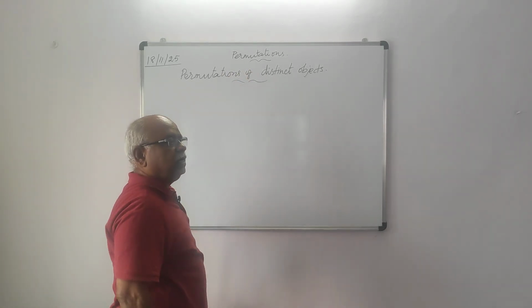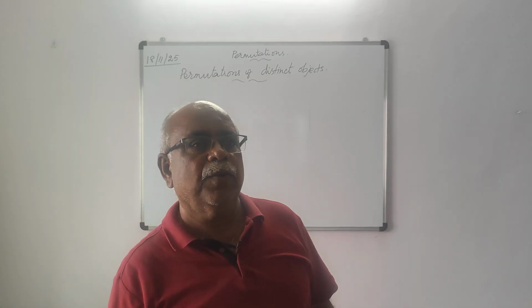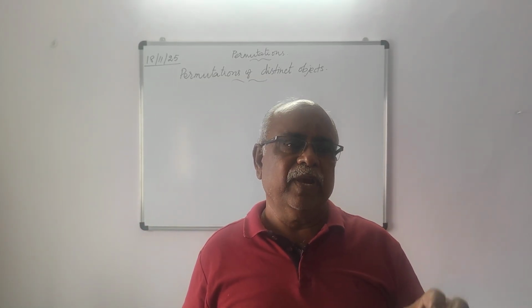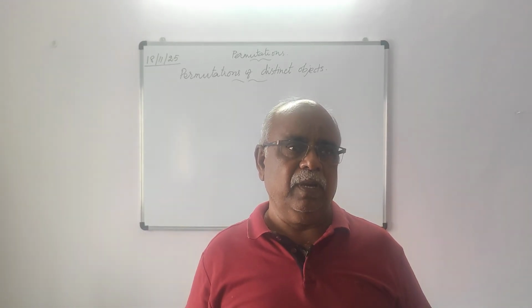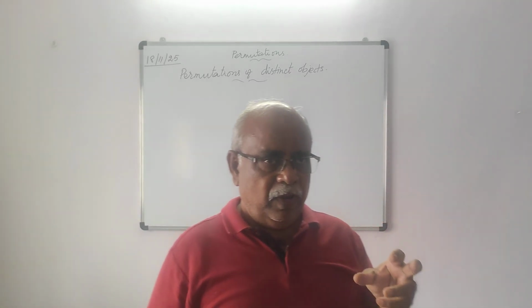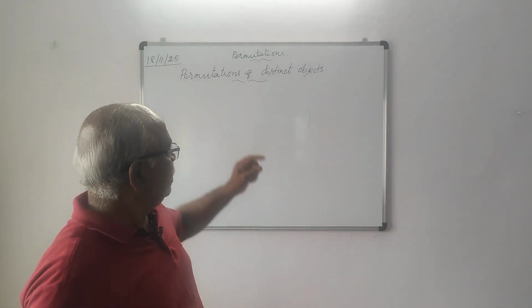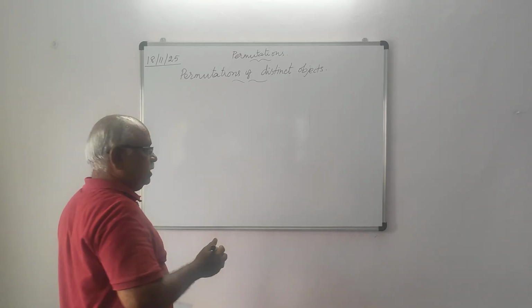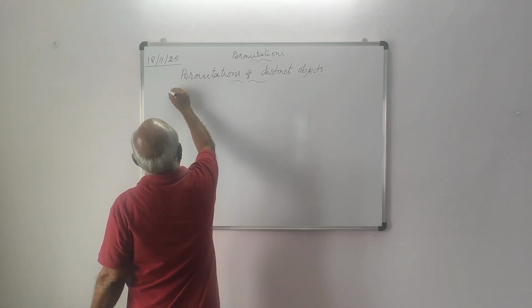So far we have seen in the topic combinatorics just how to define factorial, and on the basis of a counting principle we have solved some problems. Now we are going to an important topic, permutation. Permutations of distinct objects.